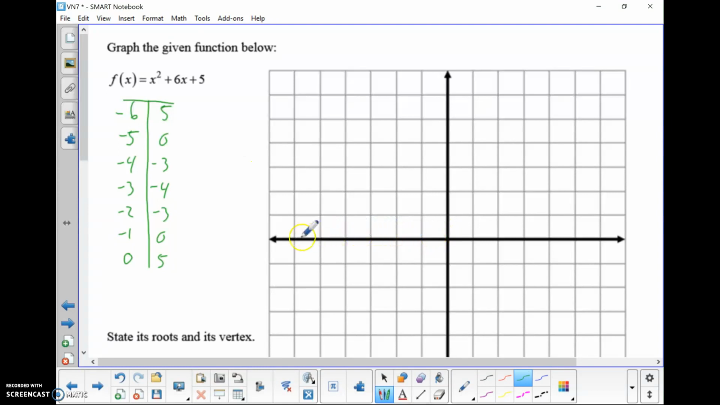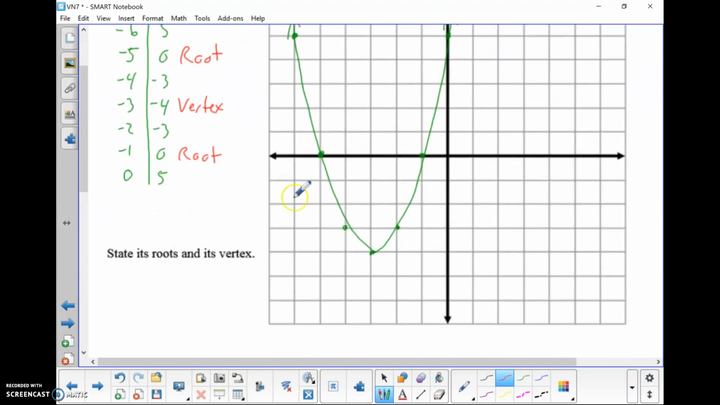So (-6, 5), (-5, 0), (-4, -3), (-3, -4), (-2, -3), (-1, 0), and (0, 5). So this is your quadratic right here. And the roots: we have a root here at (-5, 0), a root here at (-1, 0), and our vertex in the middle is (-3, -4). What they're asking, state the roots and the vertex, we did that.